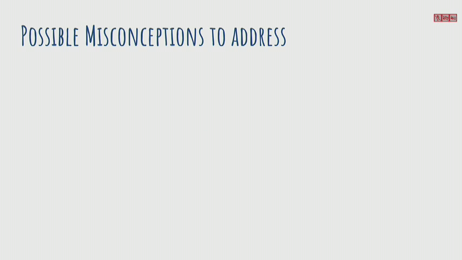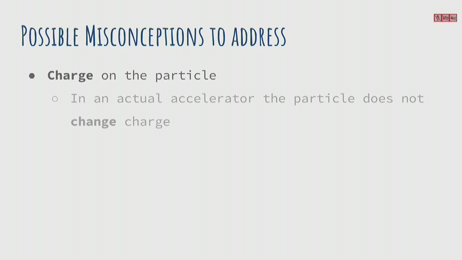So there were possible misconceptions to address. When you are teaching this or doing it as a demonstration, there are a couple of things you want to discuss in the class. First is the charge on the particle. In an actual accelerator, the charge on the particle remains the same. If it is a proton, it's positive charge all the time. But in our case, the polarity of the ball changes. Whenever it crosses or touches the strip, it changes its polarity. So this is a difference, and you have to address this, because it is very important to clarify the misconception. Otherwise, it won't serve the purpose, I guess.